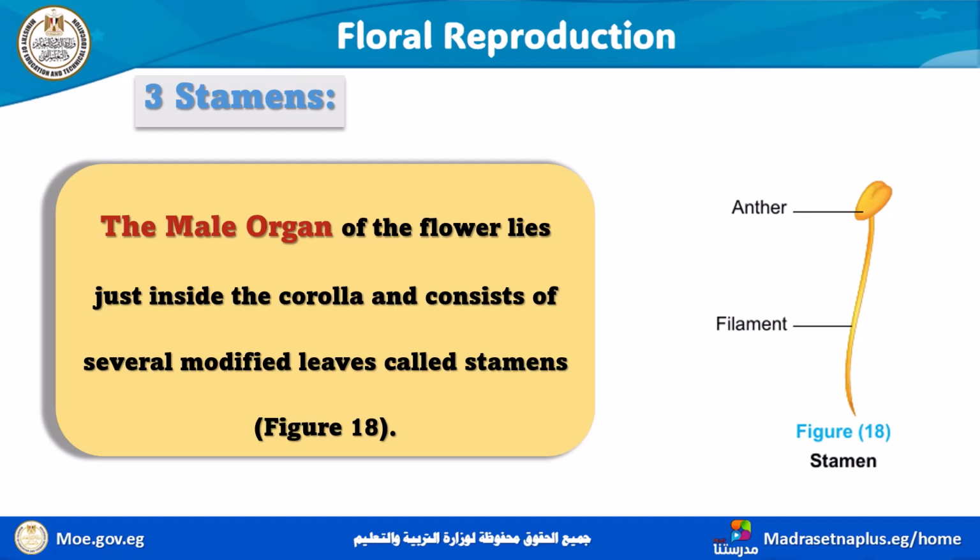Now let's return back to the structure of the flower and go to the third role in the typical flower, which are the stamens. The stamens are the male organ of the flower. It lies just inside the corolla and consists of several modified leaves called stamens. This is the shape of the stamen.